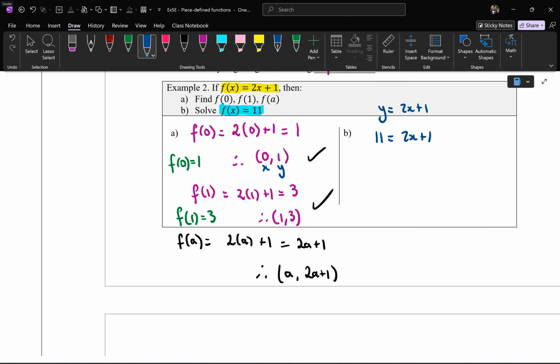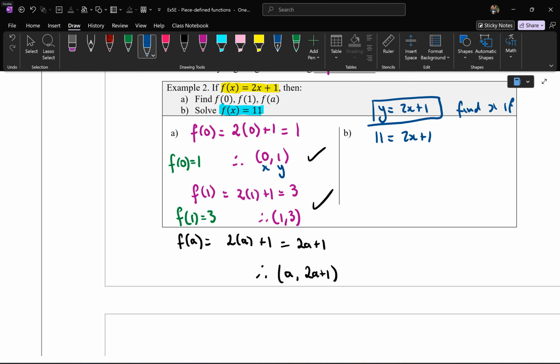That's how you did it back then in Year 9. We'd say, if y equals 11, find x. But that takes too long to say. So what we do now is we say, solve f of x equals 11. It means the same thing. It means when y equals 11, solve for x, because I don't know what x is. Does that make sense?